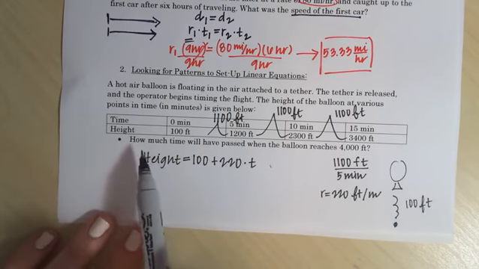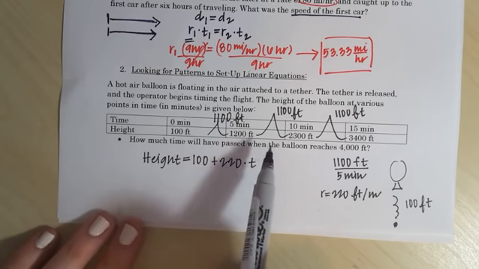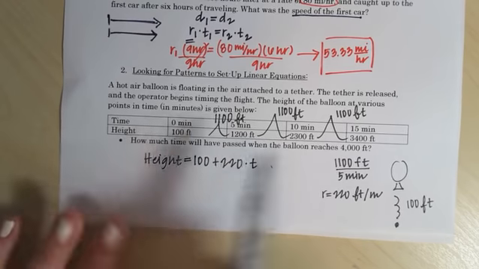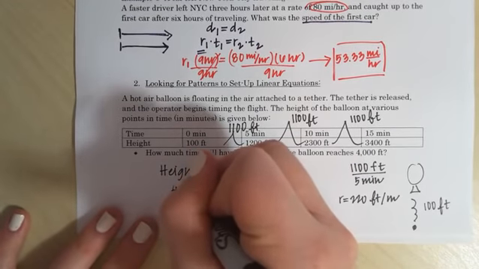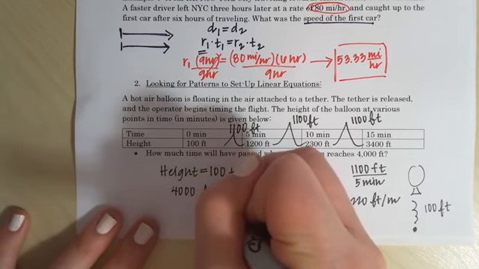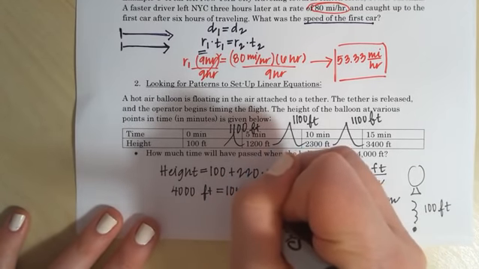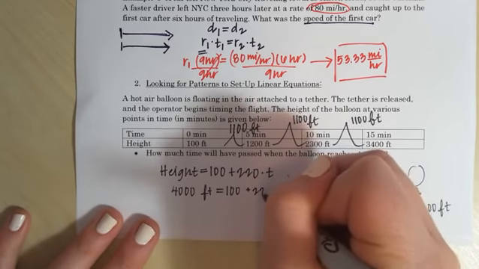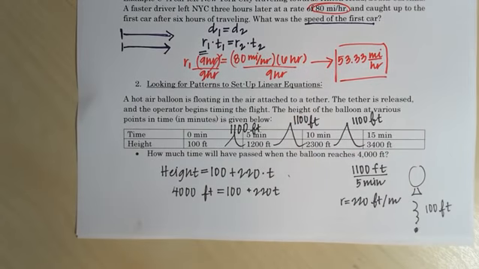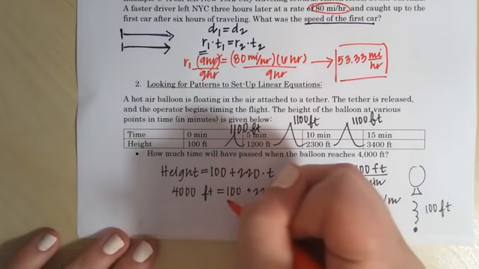So this question says, how much time will have passed when the balloon reaches 4,000 feet? So I'm just going to plug 4,000 feet in for my height. And then I'm going to solve for my time. So I've got 100 plus 220t. My only goal here is to get t by itself. And so I'll do that first by subtracting 100 from each side.